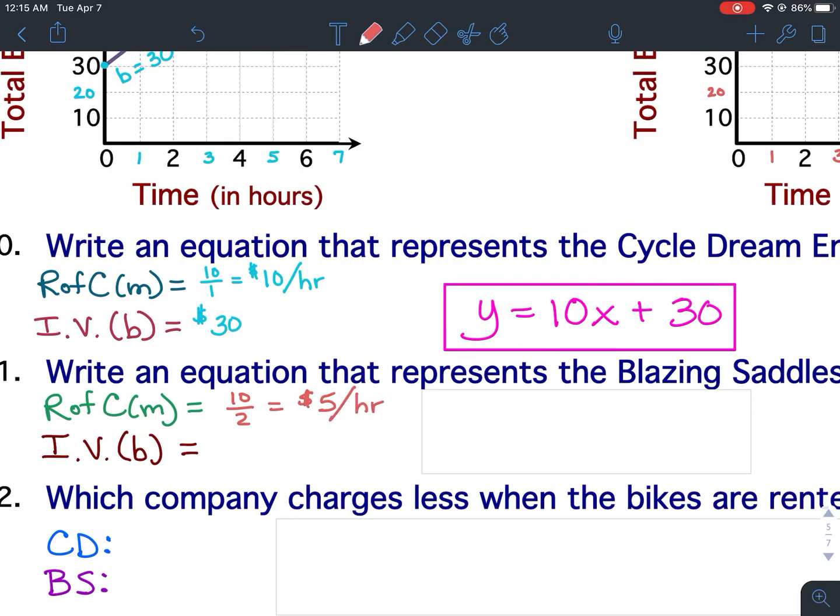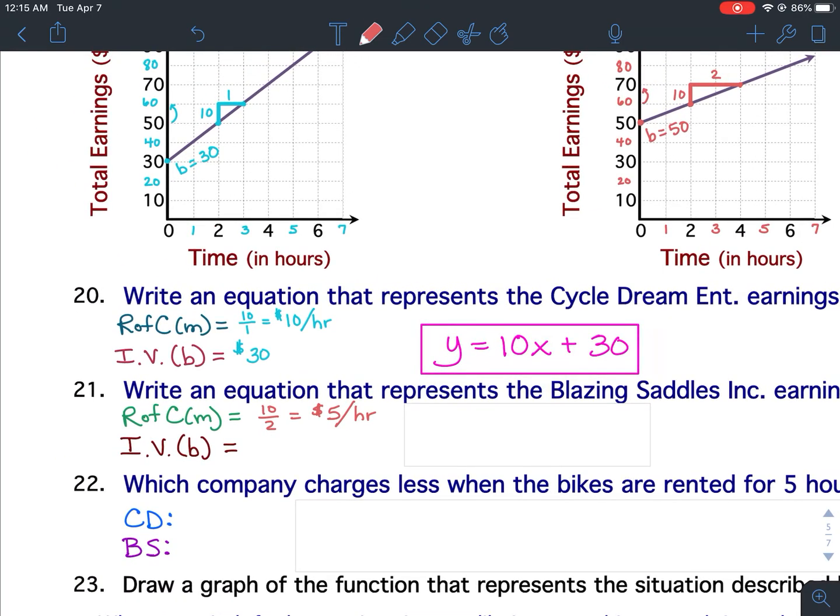So Blazing Saddles Incorporated charges $5 per hour. And then their initial value is where the graph touches the y-axis, the y-intercept, which is 50. So they charge a one-time fee of $50 and then $5 per hour. So the equation for Blazing Saddles is y equals 5x plus 50.